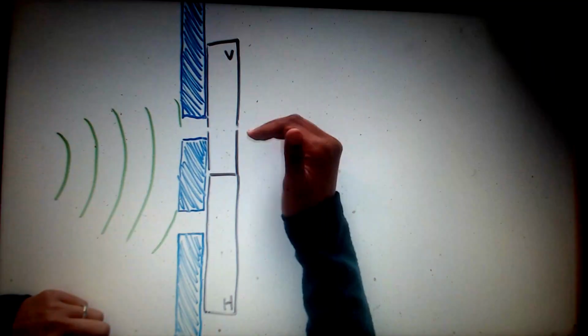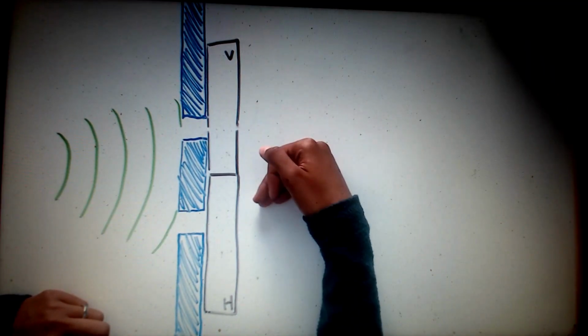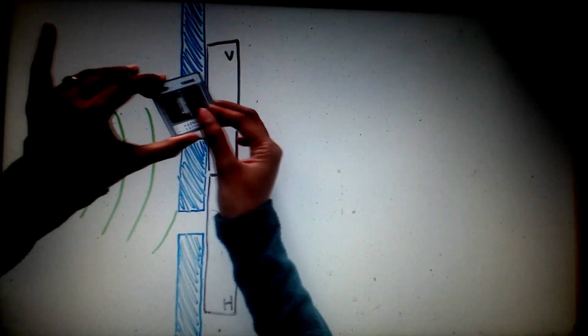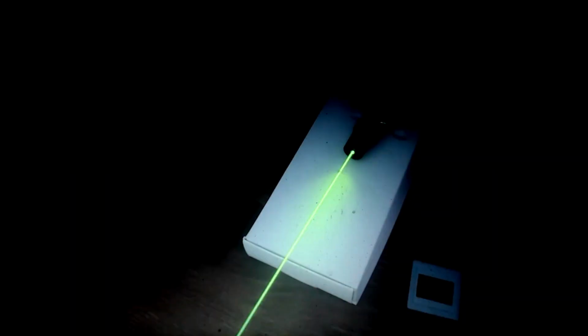So if we can put these filters behind the two slits, then we'll have a way to test whether measurement collapse really happens. It was very, very finicky, but I finally got it to work. Here are the little filters that go behind the slits. So let's see if this really causes measurement collapse.